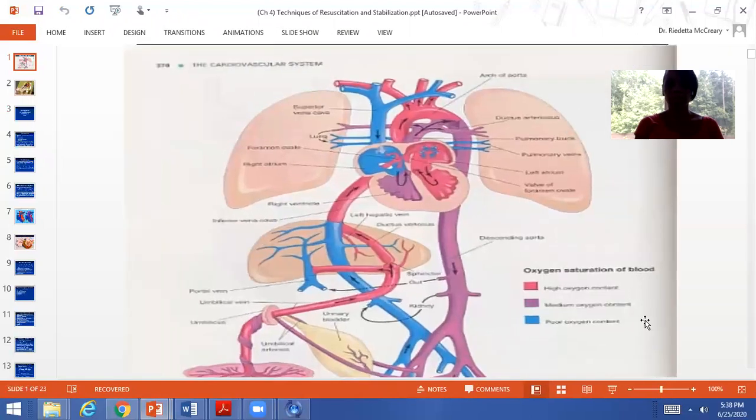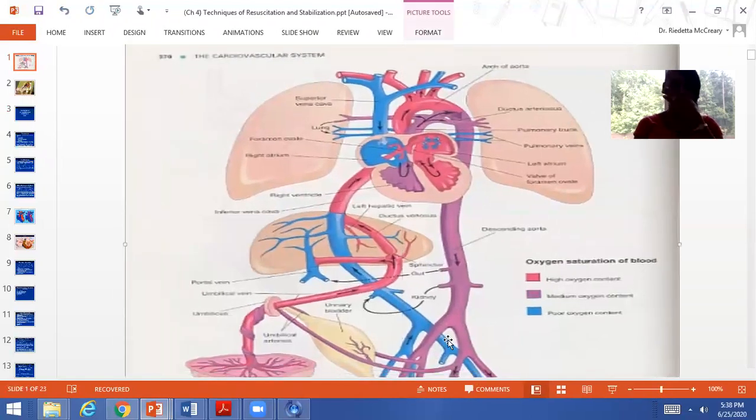with fetal blood flow, you start with blood coming from mom through the placenta. The placenta will carry deoxygenated blood through the umbilical vein. The umbilical vein will then shunt blood to the liver and the inferior vena cava through the ductus venosus. The ductus venosus will then dump blood into the inferior vena cava, which will send blood to the right atrium.